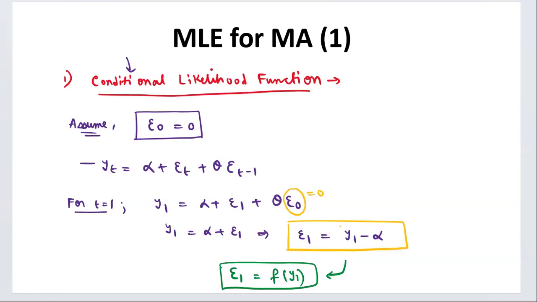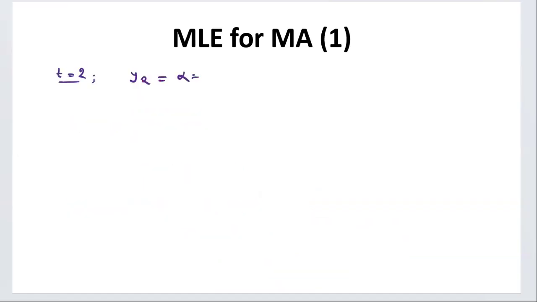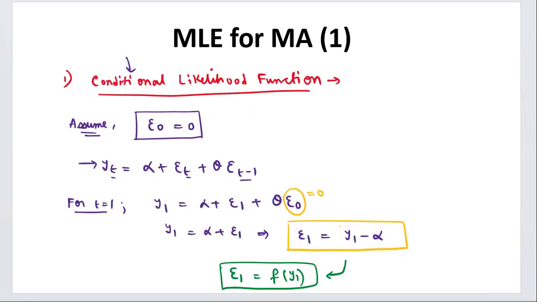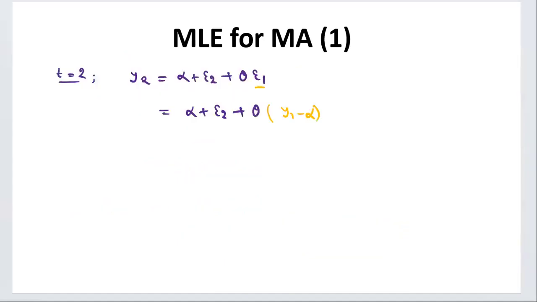So we'll do the similar thing for t equals 2 as well. Let's see. For t equals 2, from this model, if you put t equals 2 here and here, you will get y2 is alpha plus epsilon 2 plus theta epsilon 1. Then instead of epsilon 1, you can replace what we have got previously: epsilon 1 is y1 minus alpha. If you simplify, you will have alpha plus epsilon 2 plus theta y1 minus theta alpha.